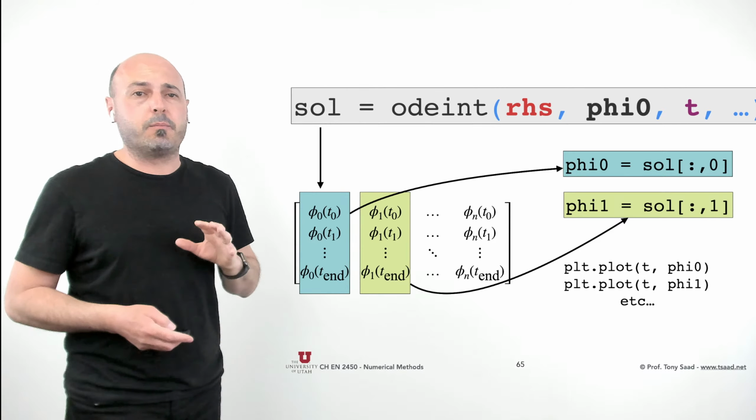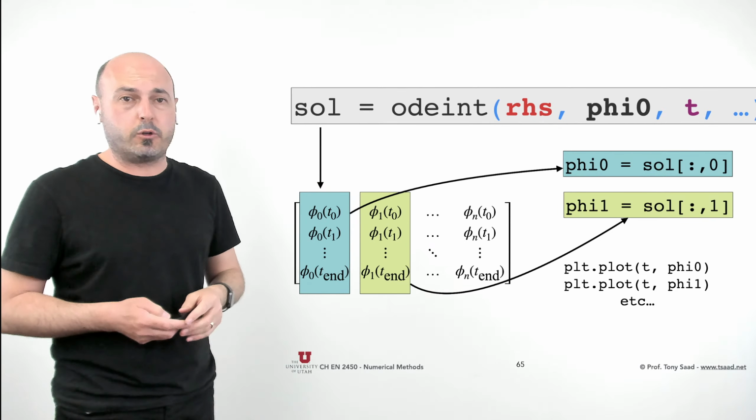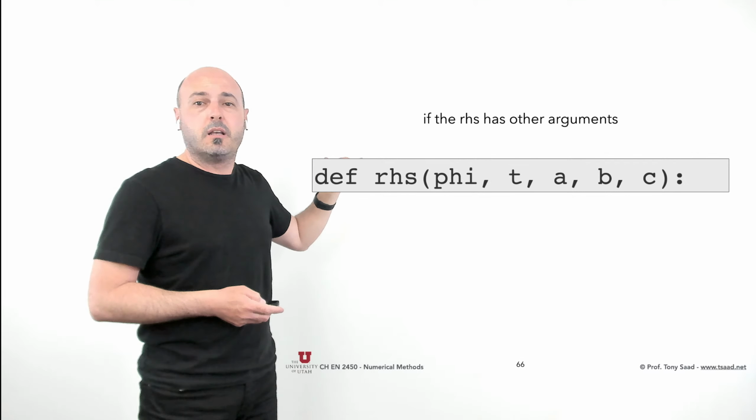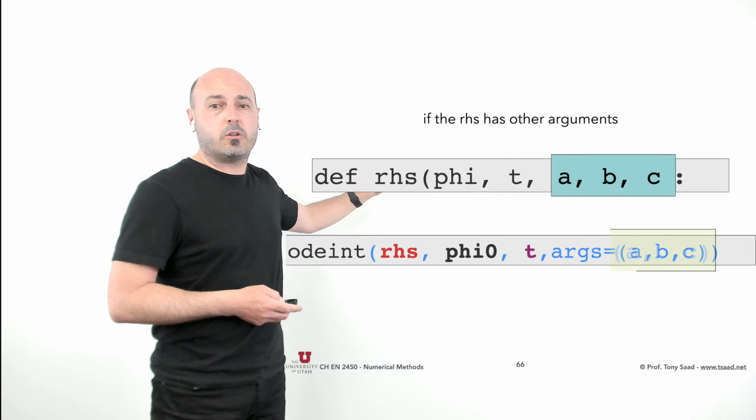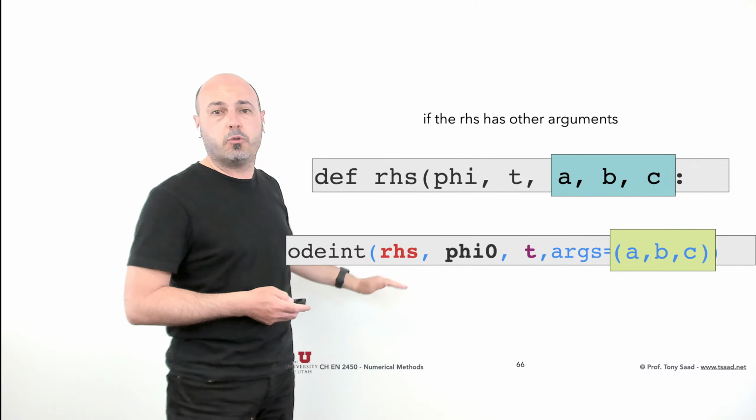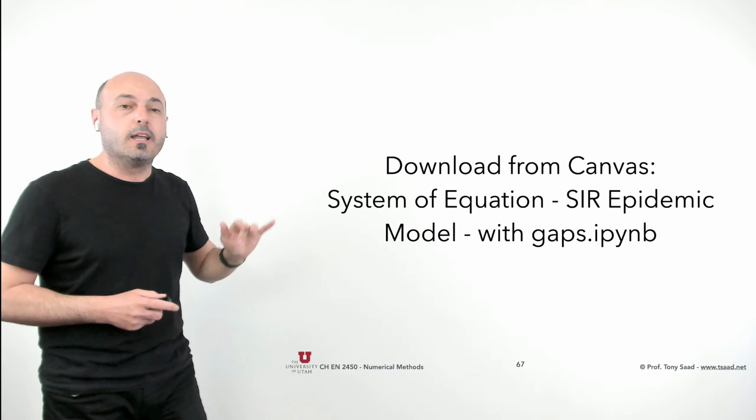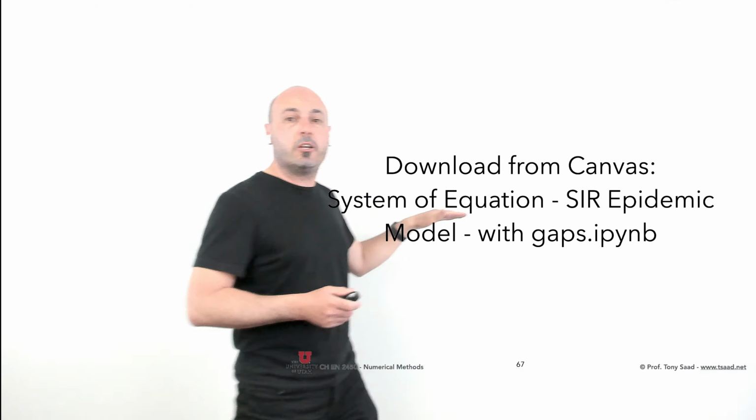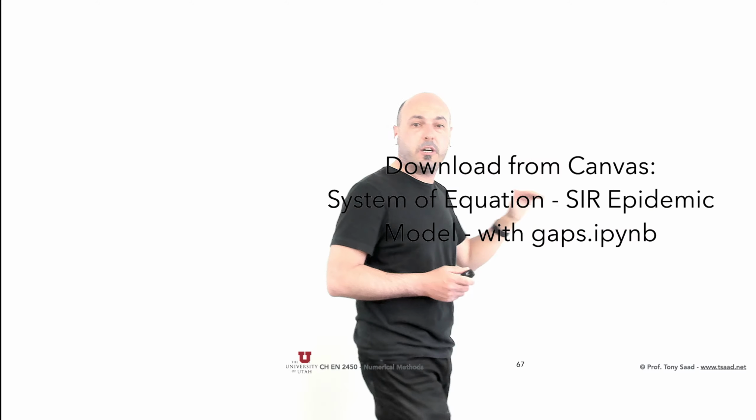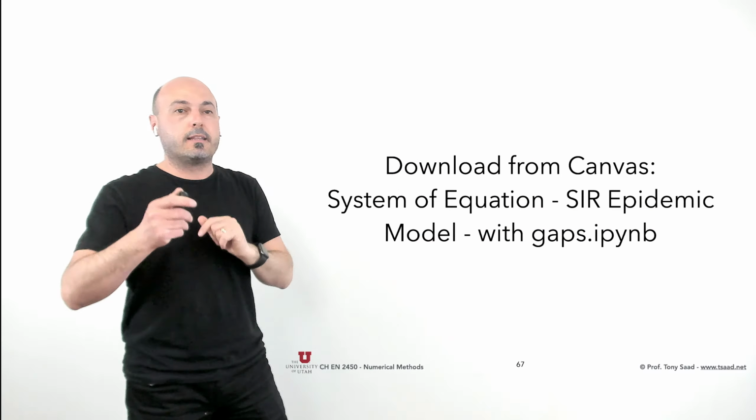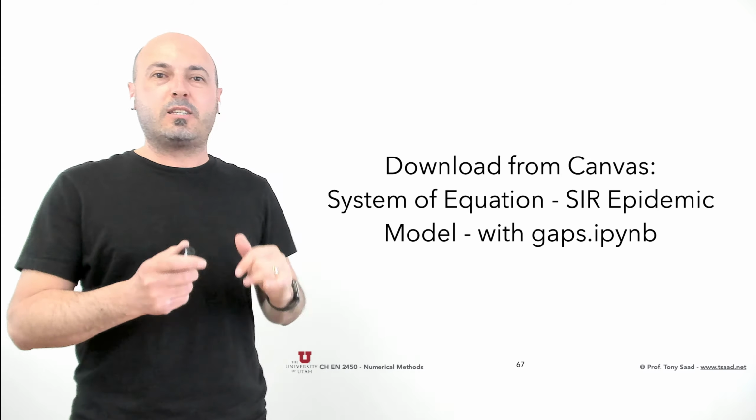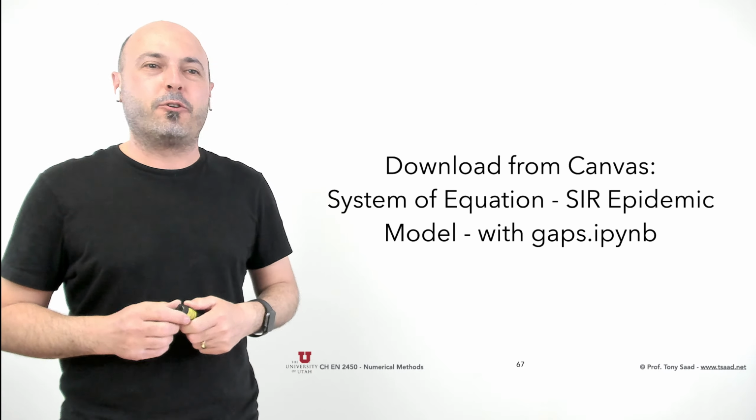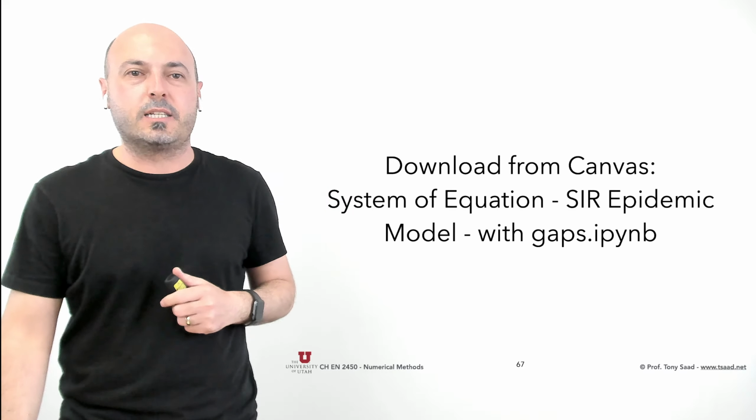All of this has been mostly pre-programmed for you in Python. And again, if the right-hand side has other arguments, you can do the same thing. You can pass those arguments into ODE int, just like we discussed previously. Now, for the fun part, let's go ahead and download the system of equations, SIR epidemic model with gaps. Go ahead and download that from your Canvas, and let's work on this together, play around with the numbers, and see for yourself how an epidemic can spread.